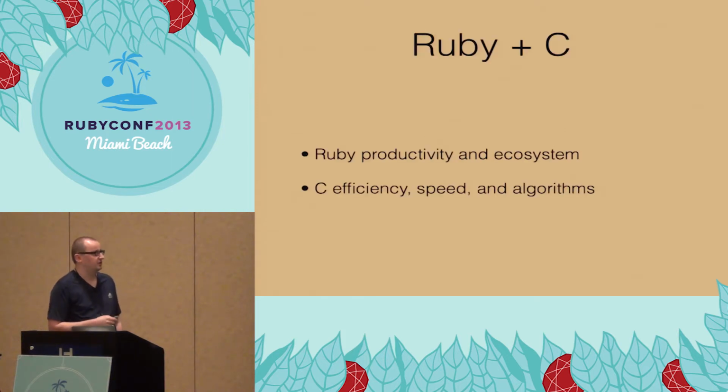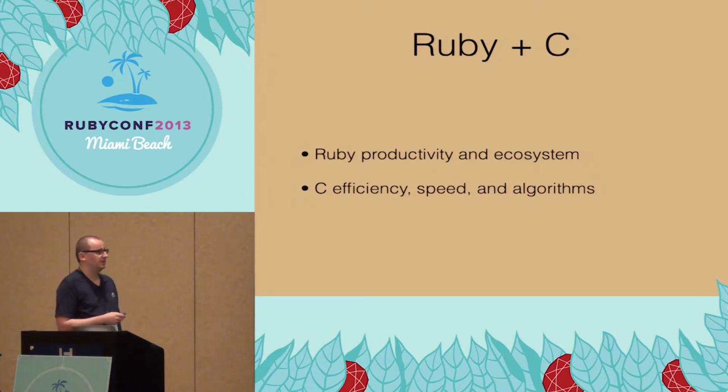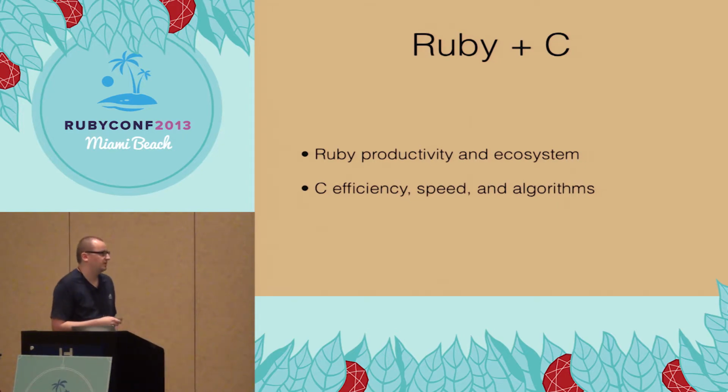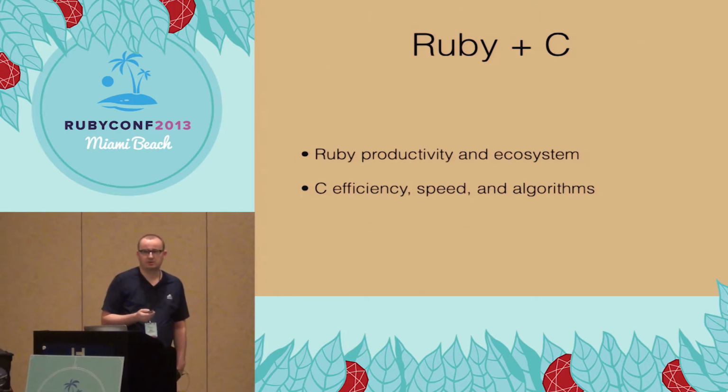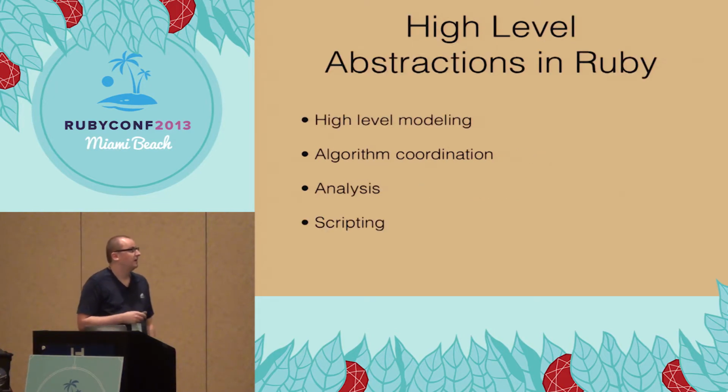So what is the solution? The solution is Ruby plus C. You can combine Ruby productivity and ecosystem, all the gems and all the tools that we have, especially for testing, like RSpec or Minitest, with C efficiency, speed, and algorithms, because when you really think about it, most of the algorithms are already written in C. Right? They were originally written in C, so why even rewrite them in Ruby if you can use them directly?